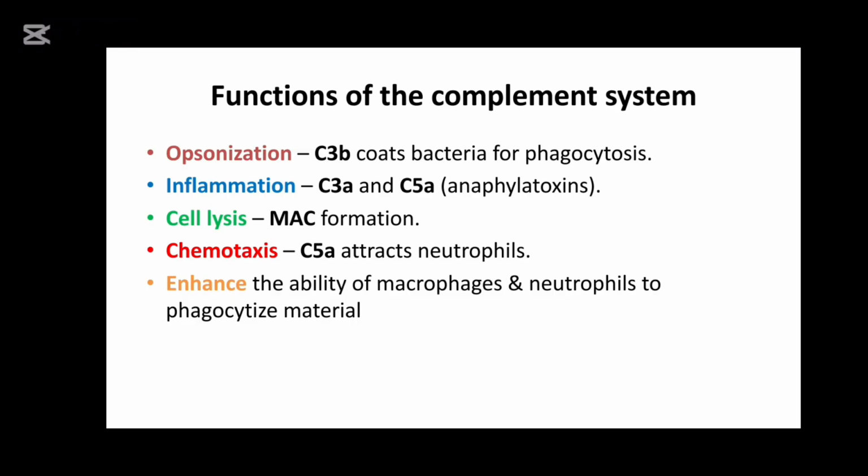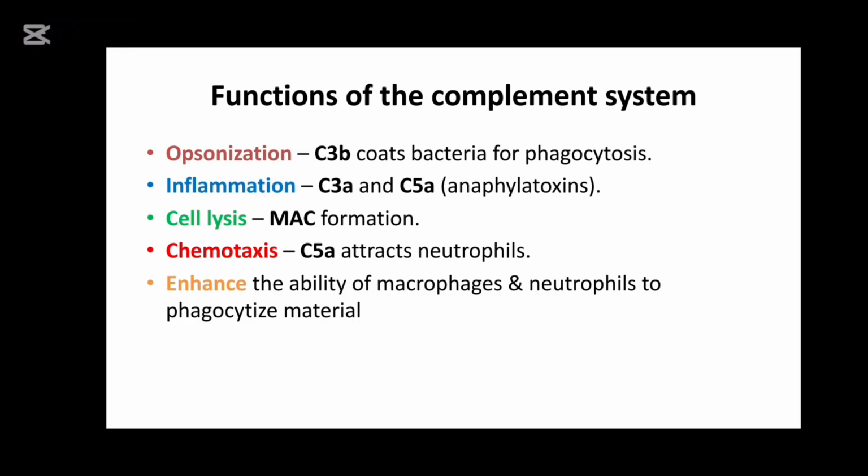The first function of the complement system is opsonization. What is opsonization? We have a specific chemical. You'll see how we're going to cleave this chemical from the C1 to C9. We have this specific chemical, C3b. This C3b coats bacteria for phagocytosis.